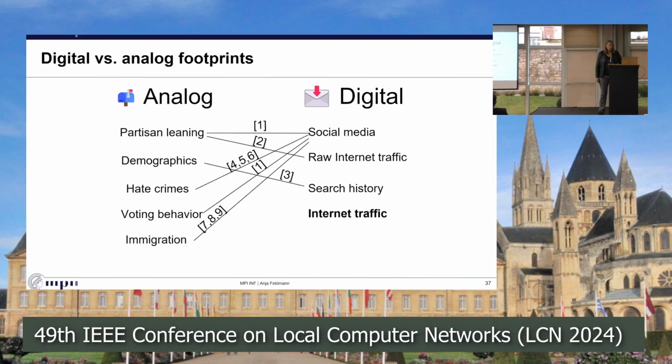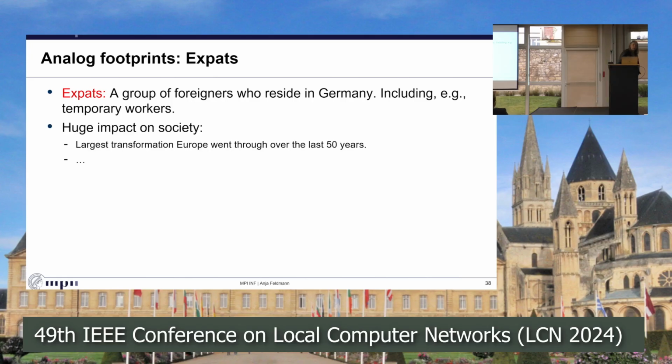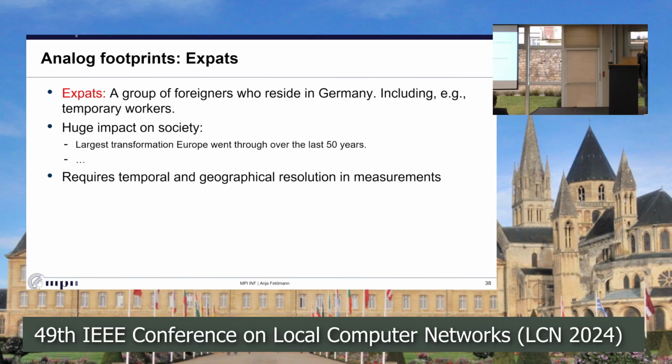They also want to know, where are people living? One of these groups are expats, meaning those that are not working in the country where they grew up. They have a huge impact on society, which is why this is of interest. One of the questions that we were asking is, can we use internet traffic to infer in which area of Germany some of these expats are living?